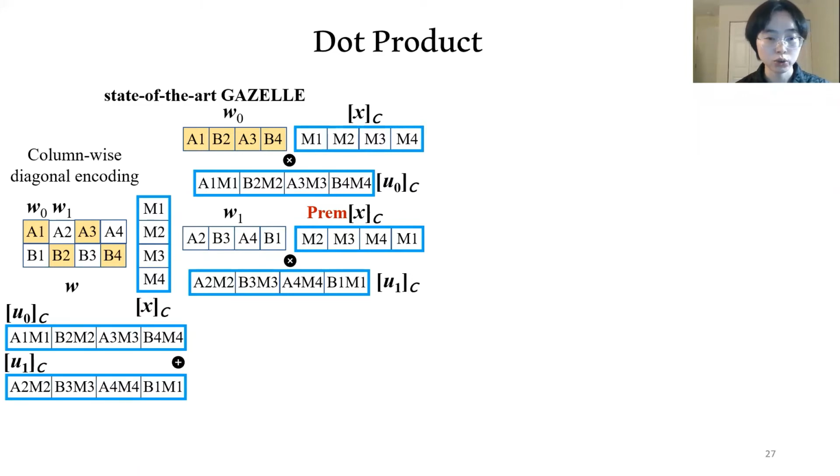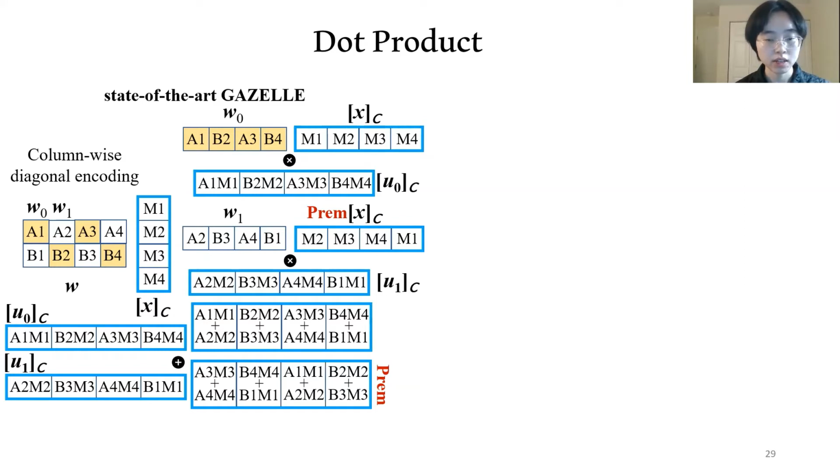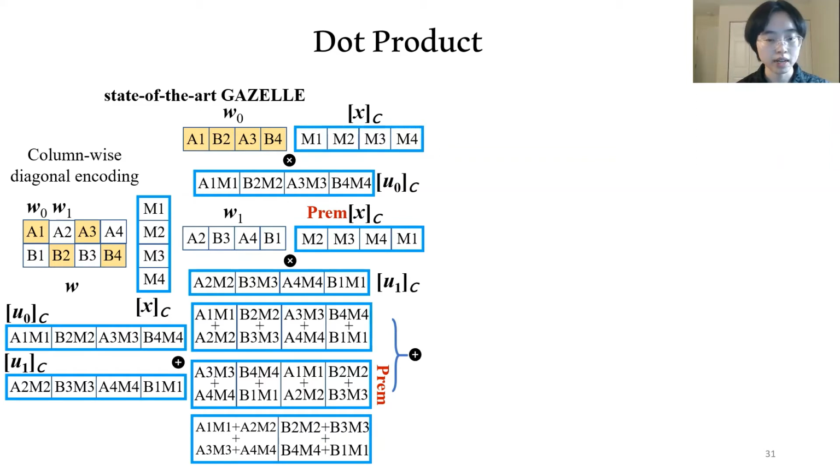These two intermediate ciphertexts are added together to get another ciphertext, which has the partial sum of the dot product. This ciphertext is further permed such that its second half is moved to the first half. If we add them up, we can finally get a ciphertext whose first two elements are the result of the dot product. This ciphertext is shared between the client and the server in plaintext.